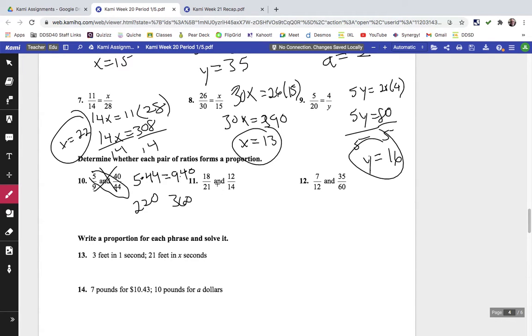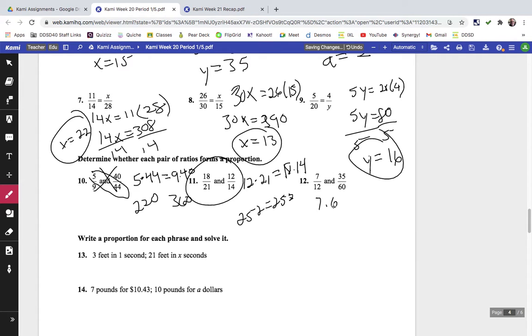Another way we can simplify this is to find a multiplier. But in this case, we're just going to do 12 times 21 to see if that's equal to 18 times 14. And 12 times 21 is 252. 18 times 14 is also 252. So these are proportional.